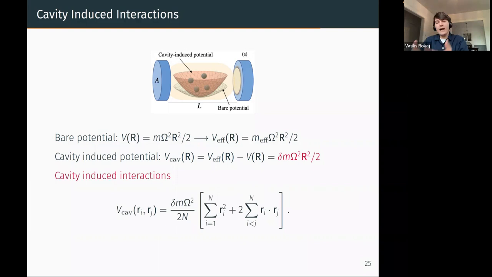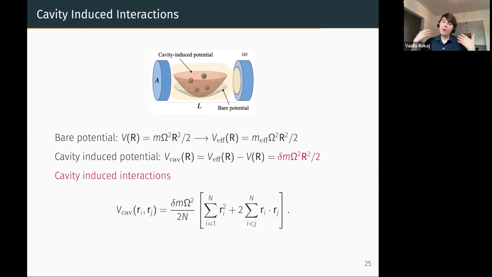And now, if you write this potential and go back from the center of mass frame to the lab frame of the single particles, because this is the sum of the position of all the particles, you have a single particle contribution to your scalar potential, and you also have this bilinear interaction, okay? So now we see that we have this increase in the single particle potential, and we have this two-body interaction, okay?